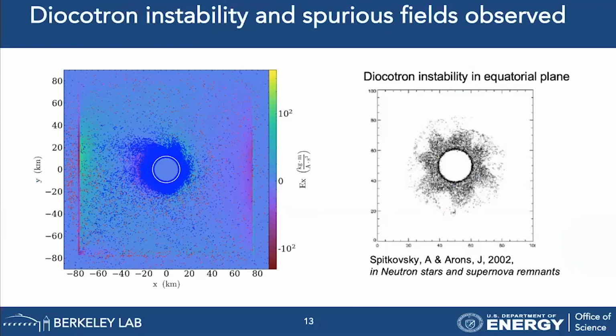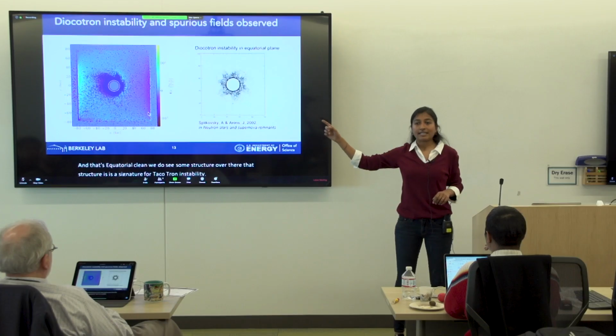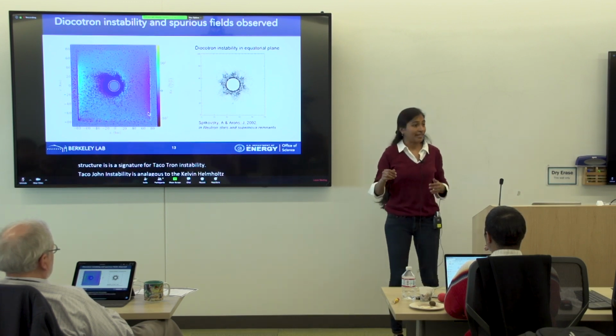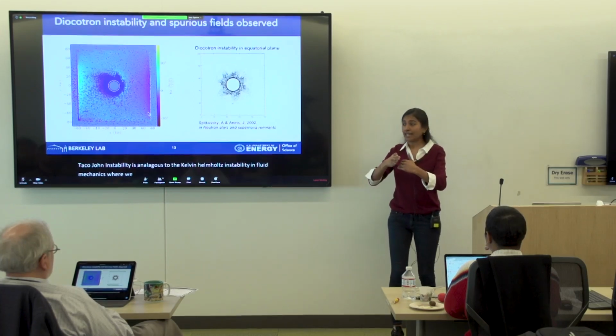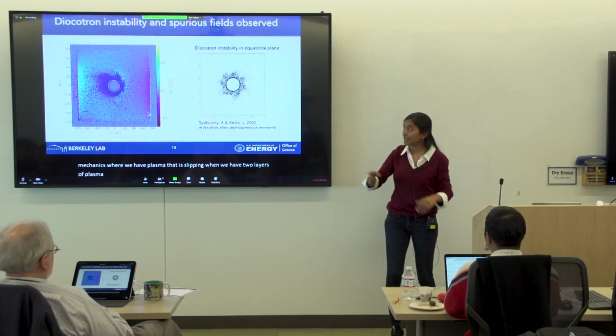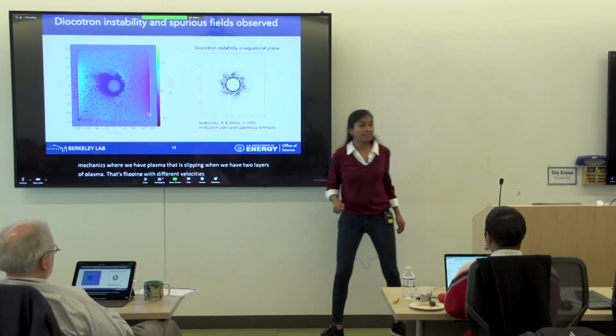But when we look at this simulation result from the top, and I let it run longer, that's the equatorial plane, we do see some structure over there. That structure is a signature of the diocotron instability. The diocotron instability is analogous to the Kelvin-Helmholtz instability in fluid mechanics, where we have plasma that is slipping. When we have two layers of plasma slipping with different velocities, that leads to that toroidal instability.